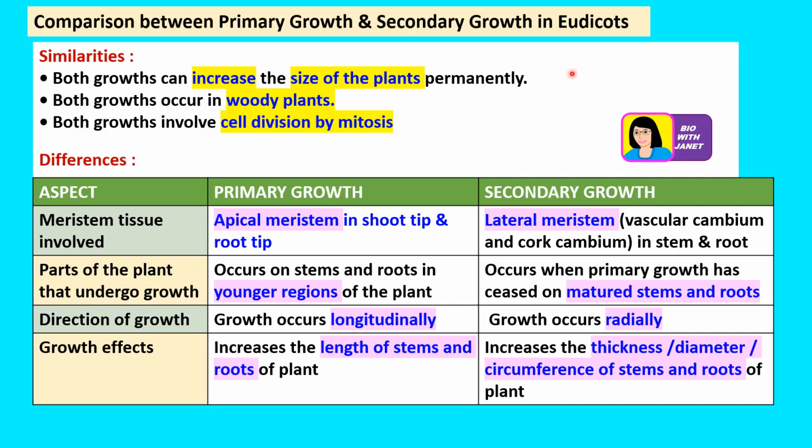So let's look at a comparison between primary growth and secondary growth in eudicots. Can be asked as a structured or essay question. Now, when you're asked to compare, you have to state the similarities and differences. So state a few similarities, okay?